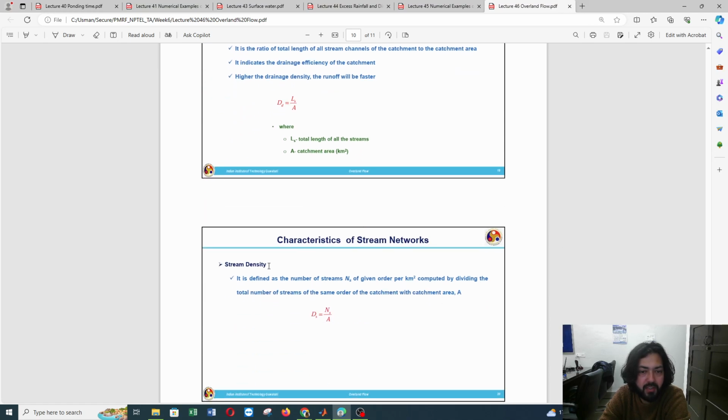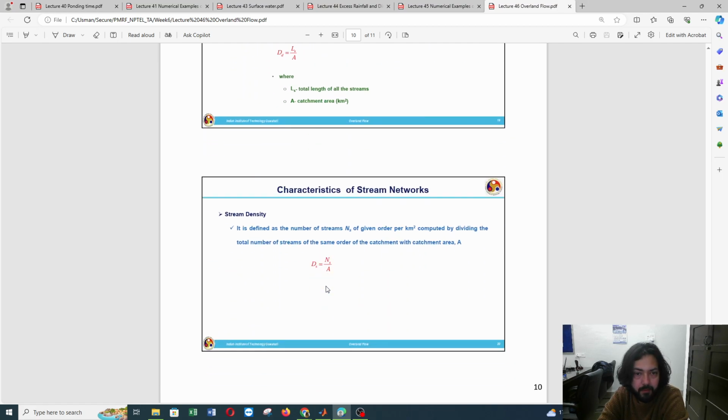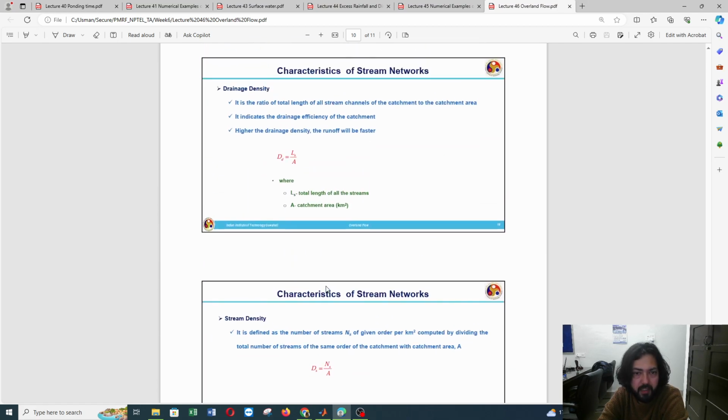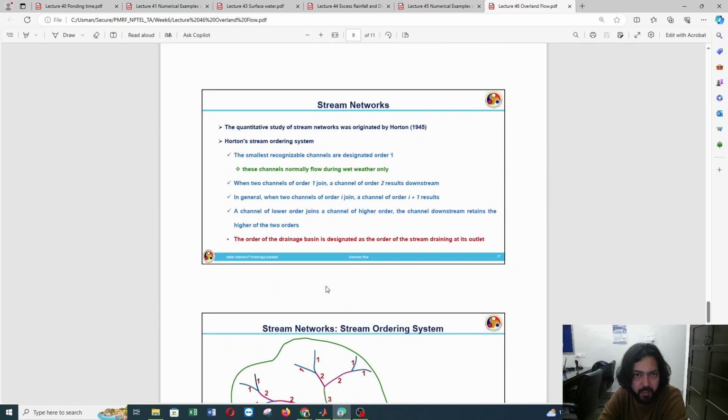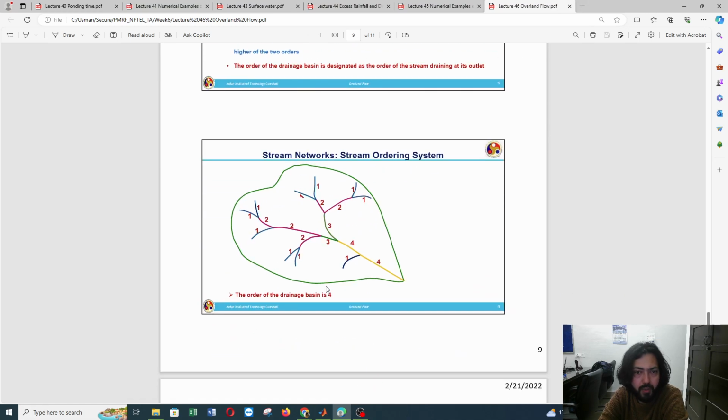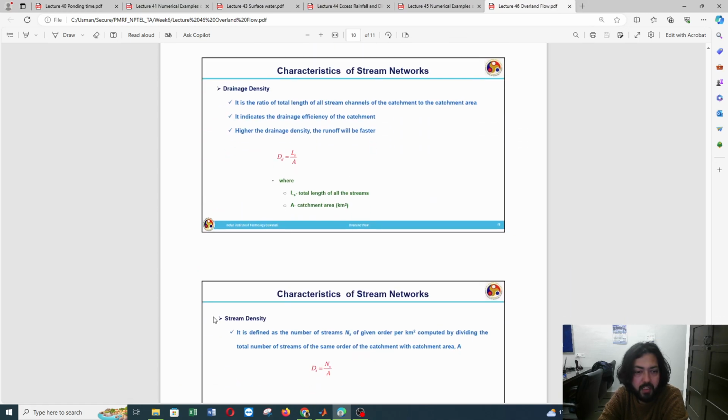Then there is something called stream density. Stream density will give you the number of streams that are present per square meter. It means how many streams are present in your catchment. It gives you the idea about the number of streams present in your catchment, and it is known as stream density. There are also different terms that I think we'll see in the next classes for stream networks. They are defined using only two terms, that is drainage density and stream density.